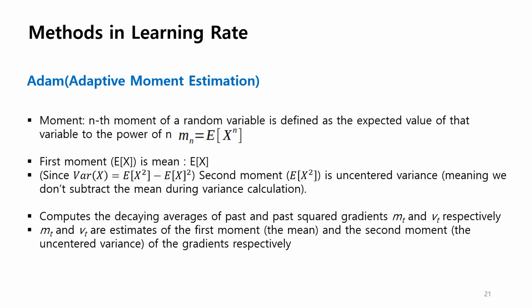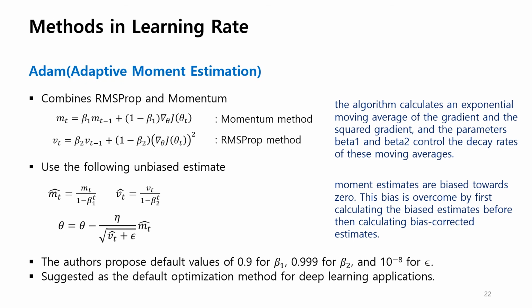The next method is called ADAM. ADAM stands for Adaptive Moment Estimation. I put some definitions of moment here in this slide, first moment and second moment, etc. But actually you don't need to know this moment to understand the ADAM algorithm. So the ADAM method is a combination of RMSProp and the momentum method.